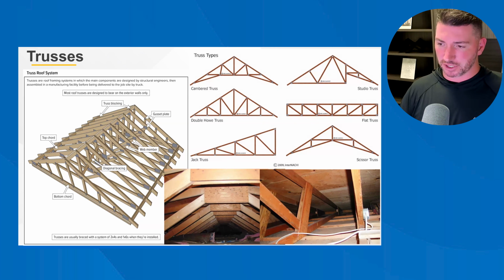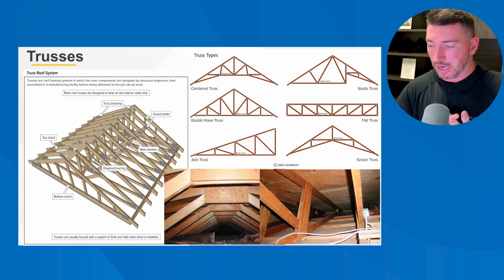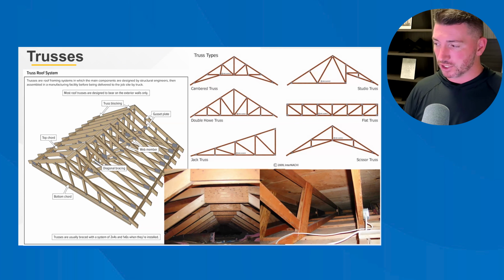What you can see is that there's a top cord, bottom cord, diagonal bracing, there's web members. The web members create those shapes that adds that strength. There's truss blocking to stop the trusses from racking back and forth, and then there's gusset plates. So if you're not sure if you're looking at rafters versus trusses, you can just make sure that there's gusset plates.